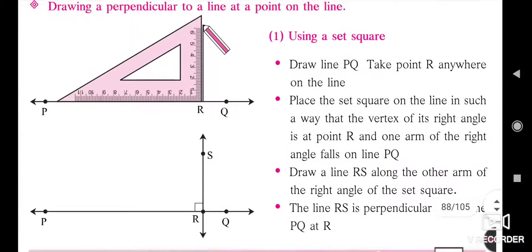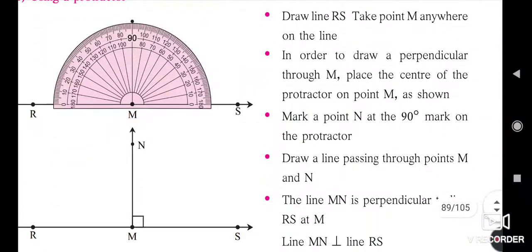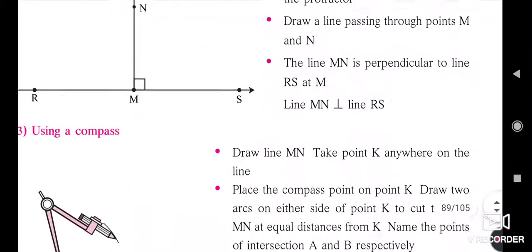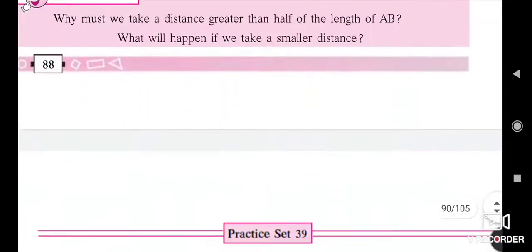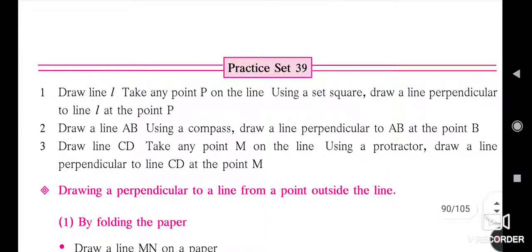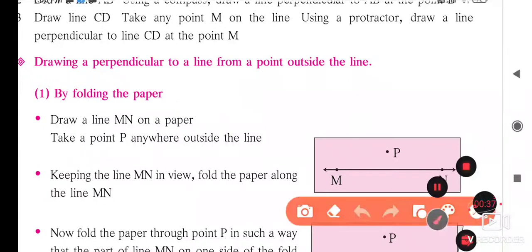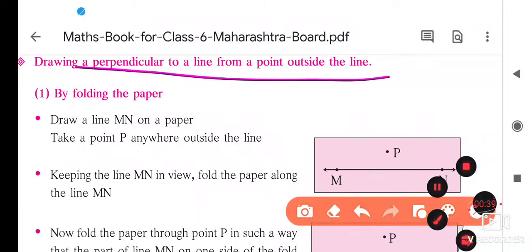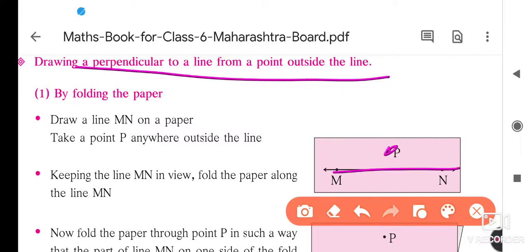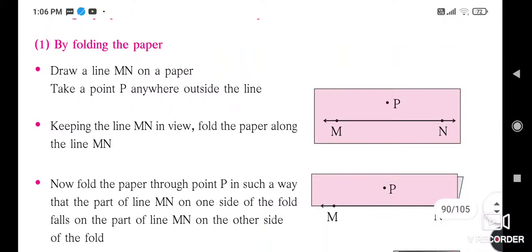Then afterwards, by using a set square and then protractor, and by using a compass, that we had seen. And in the last lecture we saw the next part, how to draw the line perpendicular to the line from a point outside. So here is the line, and we have to take the point outside the line, and how to draw that we saw by three methods.